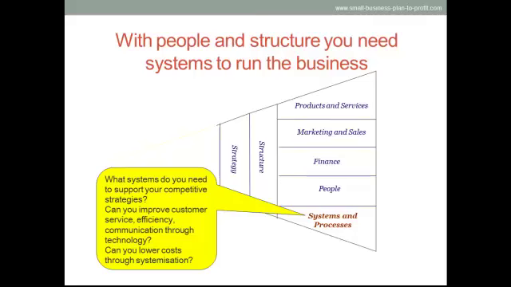The systems need to be integrated with what the business is trying to achieve, so they need to support those competitive strategies that we've put in place before. They need to be customer focused and efficient. They need to look at the way that we're using technology.